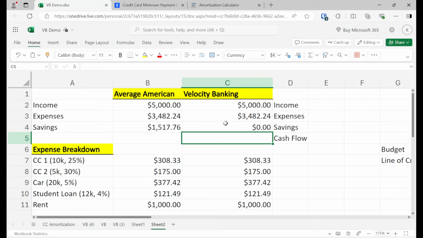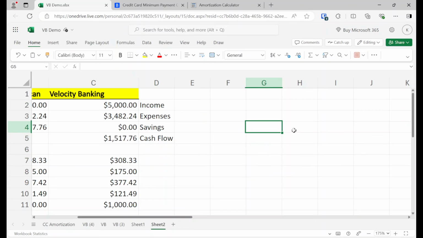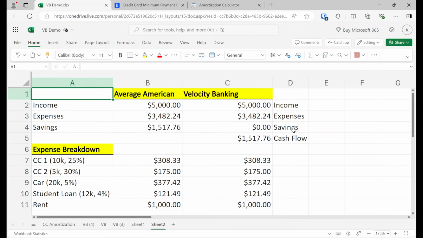And then we're going to use something similar to savings, but we'll call it cash flow, which is still income minus expenses, right? But the emphasis here is that once we've done our budget, we've got to go to step two, which is making our line of credit our main operating account. Our line of credit is our main operating account. And I always like to make this section right here to kind of calculate what kind of line of credit we need.